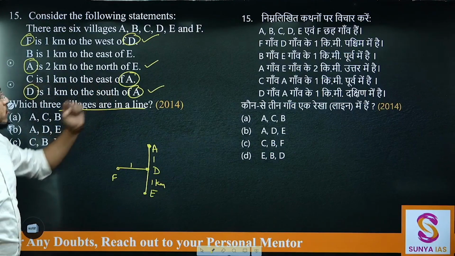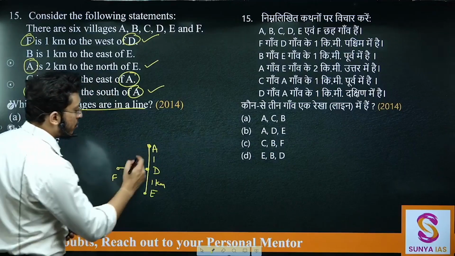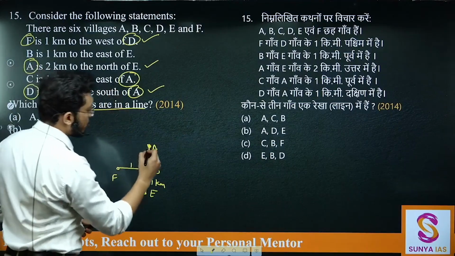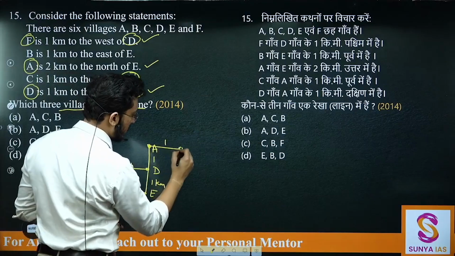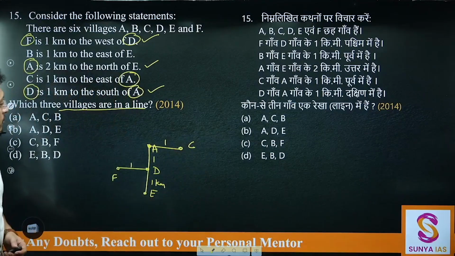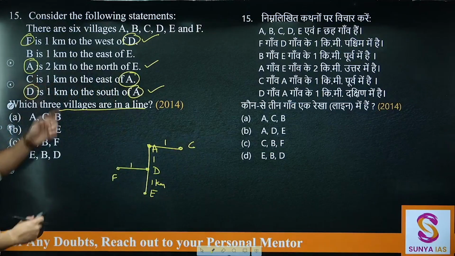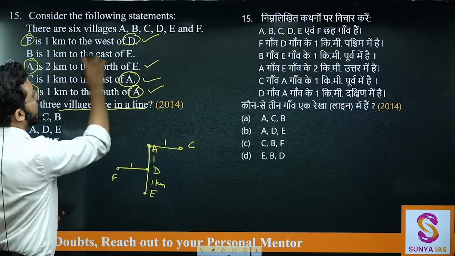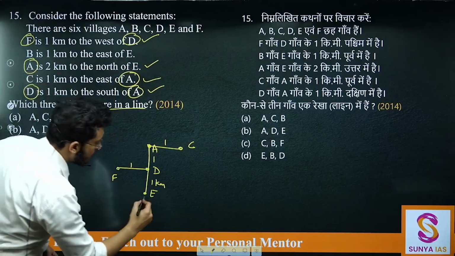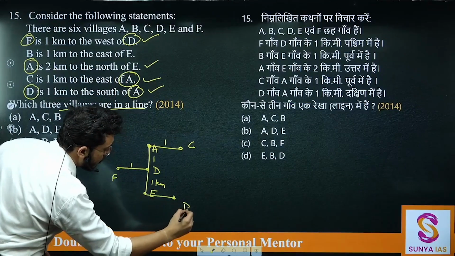C is 1 kilometer to east of A. So C is somewhere at this point. This also used. B is 1 kilometer to east of E. This is where you have B.